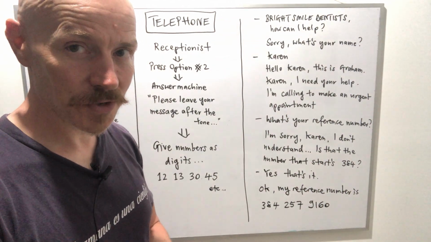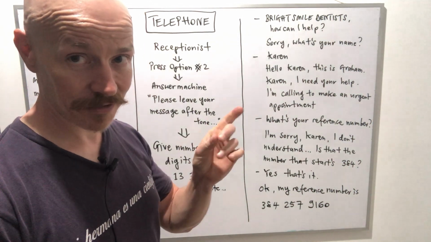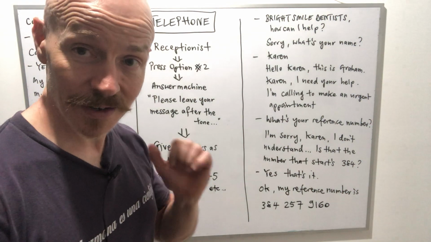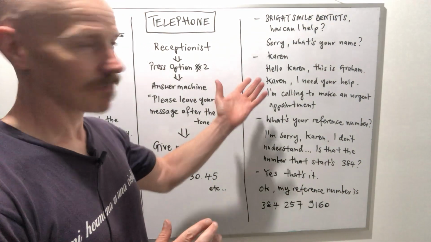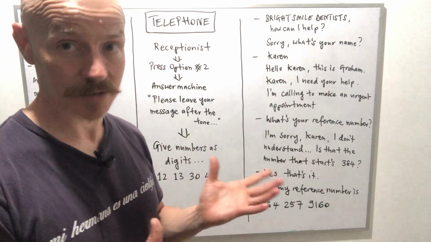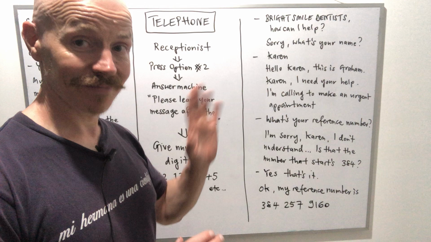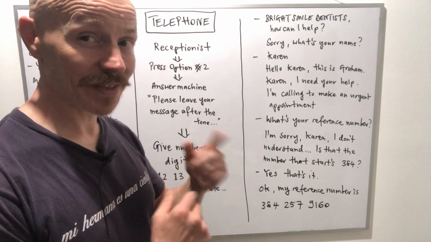Now I find it very useful at this point to ask for the name of the person who's on the other end of the phone. So, sorry, what's your name? Let's say it's Karen. So Karen answers. Now I say hello. Hello, Karen. This is Graham. Notice I repeat the name.